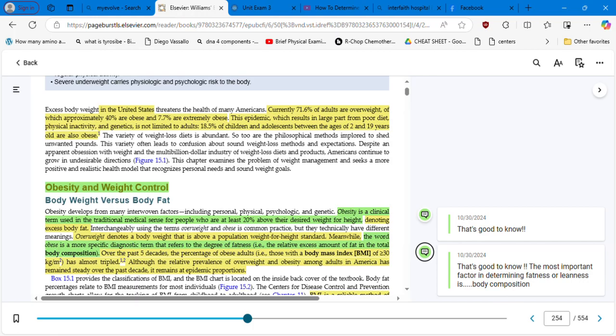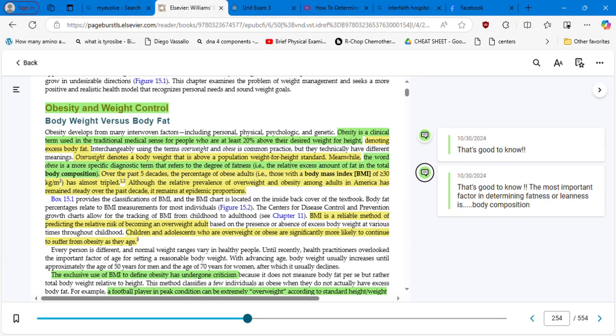Currently, 71.6% of adults are overweight, of which approximately 40% are obese and 7.7% are extremely obese. This epidemic, which results in large part from poor diet, physical inactivity, and genetics, is not limited to adults because 18.5% of children and adolescents between the ages of 2 and 19 years old are also obese.